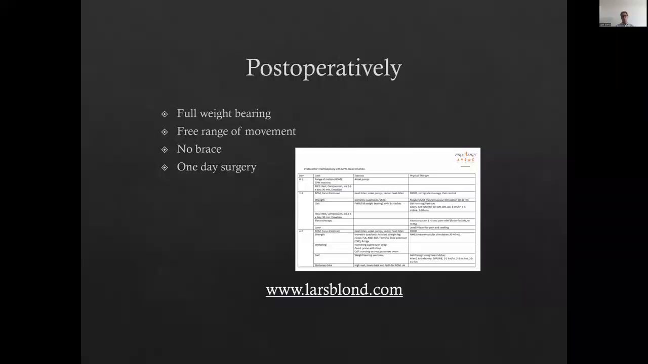So these patients are allowed full weight bearing and free range of movement, and I never use a brace for any of my patellar stabilizing surgeries. This is one-day surgery, meaning they leave the hospital the same day. And this is just a protocol for the physiotherapists. You can find it on my webpage.